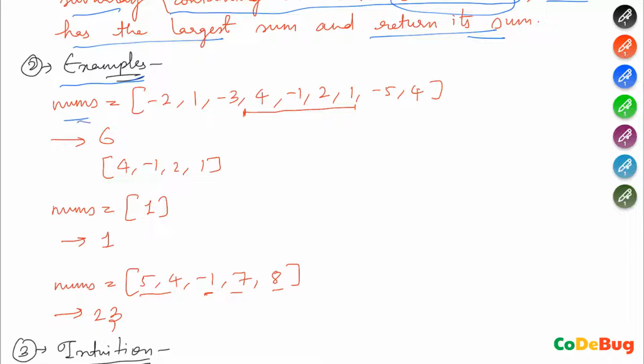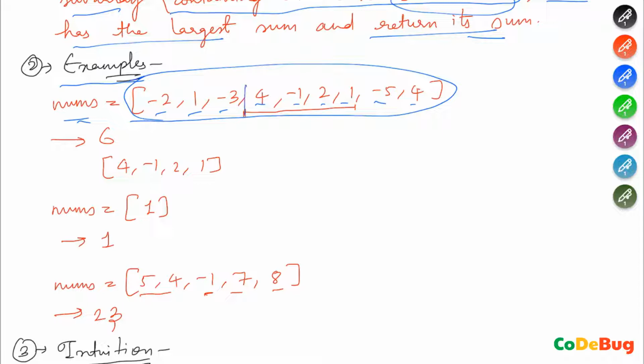For example, if we are given this nums array, we have -2, 1, -3, 4, -1, 2, 1, -5 and 4. Now the maximum contiguous subarray sum here would be this contiguous array, and the sum of this will be 4, -1 is 3, 3 plus 2 is 5, 5 plus 1 is 6. So in this case, the maximum contiguous subarray sum is 6.